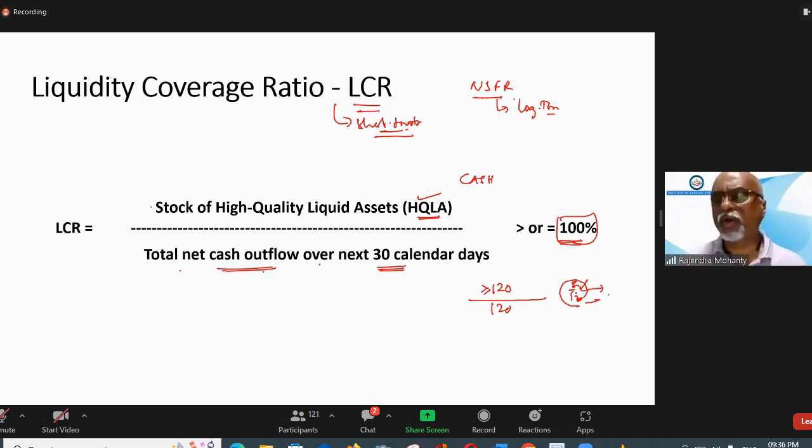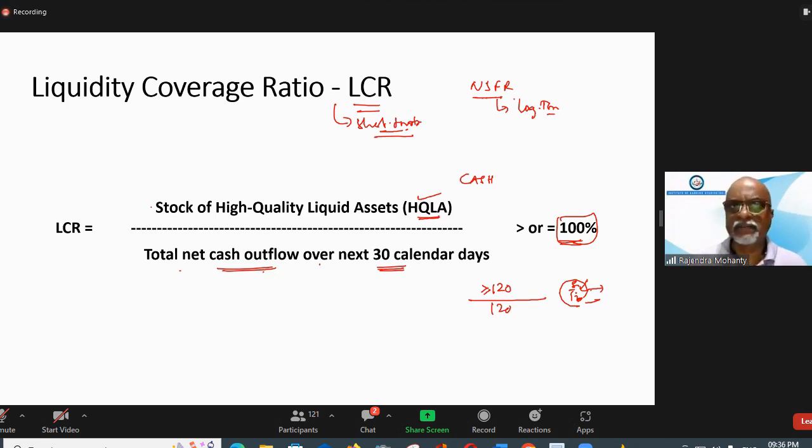Borrowing is a costly affair, so your profit is going to come down, and there might be a loss due to that. To overcome this crisis, it has been suggested by Basel that banks should maintain an adequate level of high quality liquid assets, which can be easily converted into cash to meet the liquidity need for a 30 calendar days time horizon.